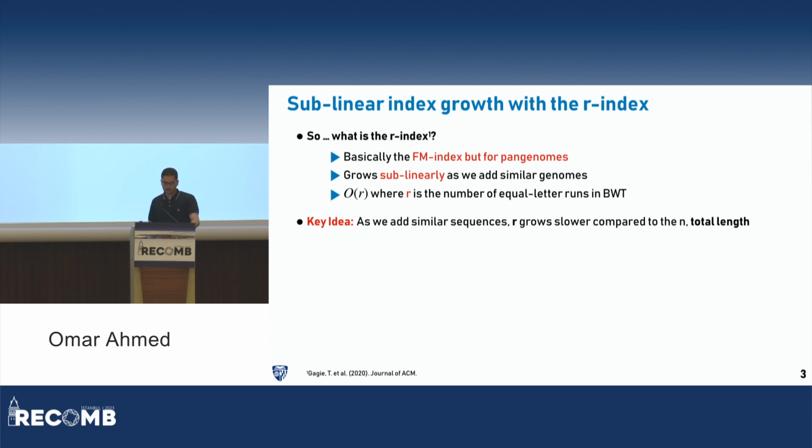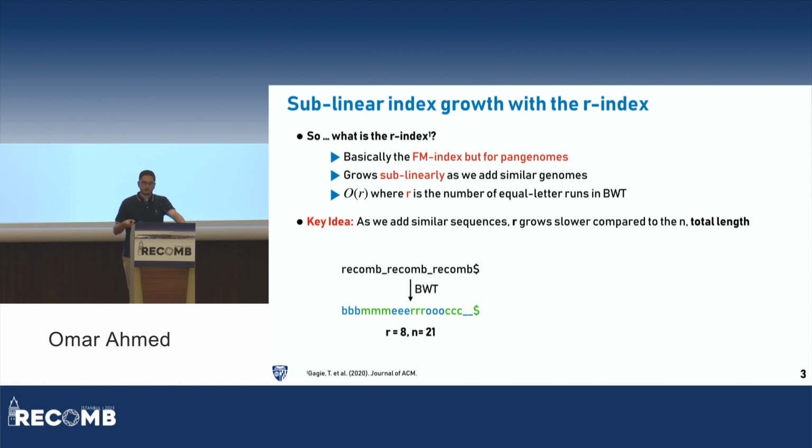And the key idea that allows it to scale efficiently is that as we add in similar sequence, the number of runs in the BWT of the text tends to grow slower than the total length of the sequence. So here's a little example. We have a very repetitive string, and when you compute the BWT over it, you can see that we have a sequence of runs, and the number of runs is equal to 8, while the total length is 21. So if you run-length encode that, you get a smaller representation.